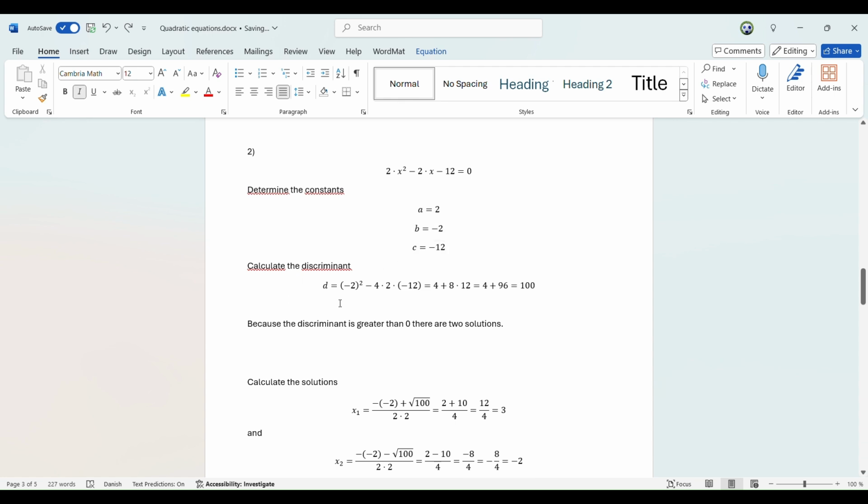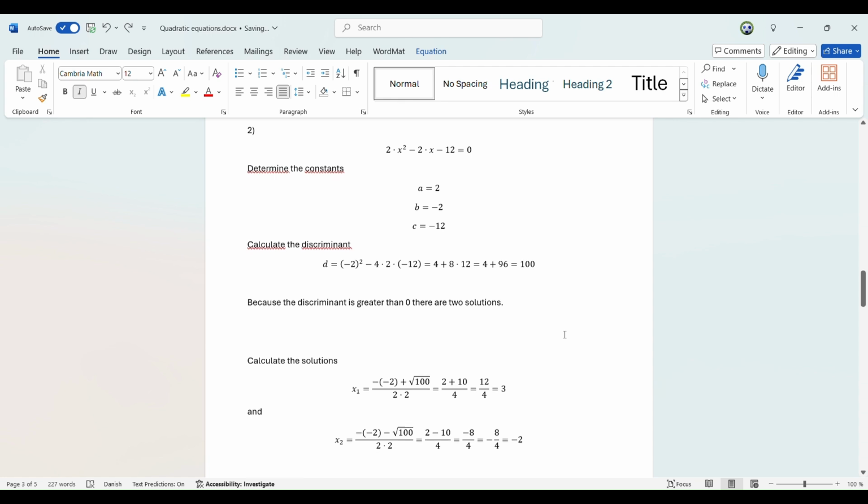And now we want to calculate the discriminant once again to know how many solutions there are and what kind of formulas we have to use. So we take b squared minus 4 times a times c. b is -2. We put it in brackets because it's a negative number. We square it. Then we say -4 times a, which is 2, times c, which is -12. Then we get 4 plus 8 times 12. And that's 4 plus 96, and that's 100. So our discriminant equals 100. And it's a number greater than 0, so there are two solutions once again.